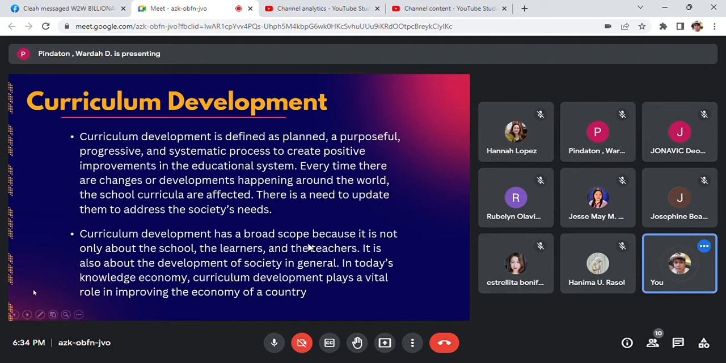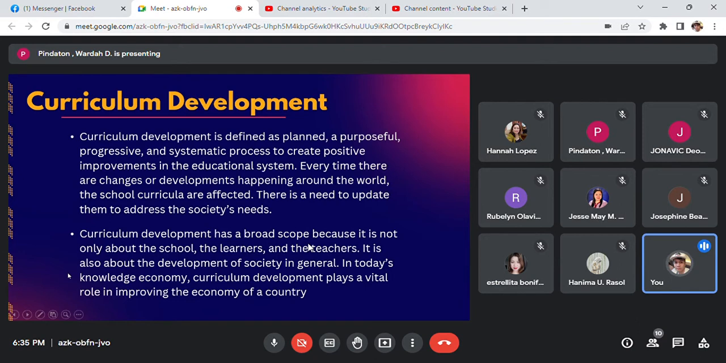Meaning to say, curriculum development is a planned, intentional, gradual, and systematic process used to make changes for the better in the educational system. The school curricula are impacted whenever changes or advancements take place in the globe. To meet the needs of society, they must be updated. The scope of curriculum creation is extensive since it involves more than just the school, the students, and the teachers. It also has to do with how society as a whole is developing.